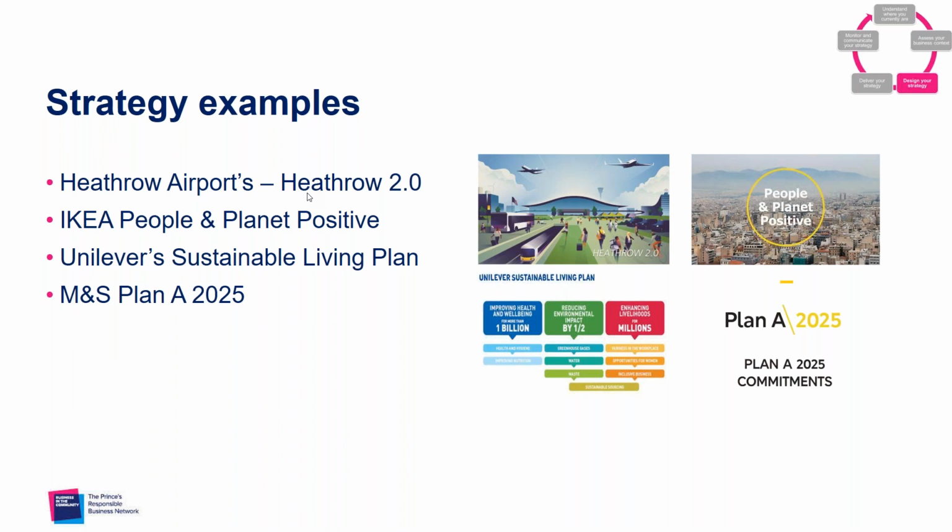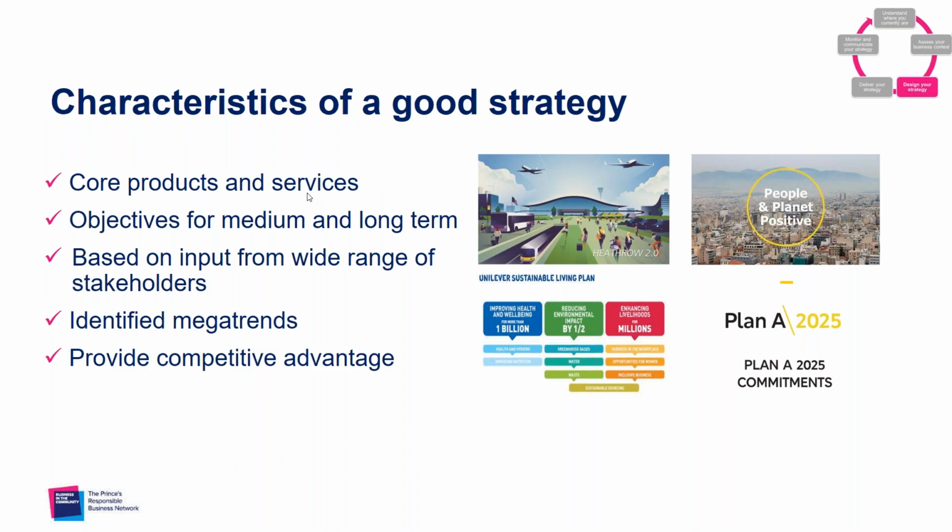So I'll move on to why I like these examples now. I think that all of these strategies are good examples of strategies that align to core products and services and aren't standalone, bolted on responsible business strategies. They all have objectives for the medium to long term. And often when you're designing a strategy, it's useful to have those milestones in place. So not only what are we going to achieve within the strategy period of 3 years, but what's the outlook for 5 to 10 years and beyond.